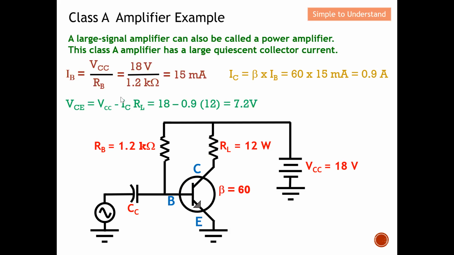Next, I can also compute my VCE. VCE is basically the voltage between the collector and the emitter. Again, if I apply Kirchhoff's voltage law, I can find my VCE. Okay, so I spot a mistake. Sorry, this is supposed to be ohm, 12 ohm. So basically VCC minus the current of the collector multiplied by my RL will give me the voltage VCE, which is 7.2 volt.